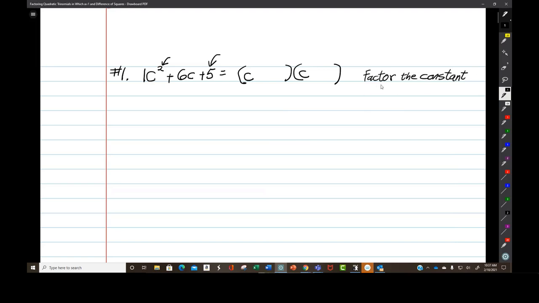Okay, factor the constant. That means factor C. Well, we've got 5. And 5 equals 1 times 5, and that's it, except for negative 1 times negative 5. But we need the factors of 5 that will add up to the B number here, which is 6. And notice that 1 plus 5 equals 6.